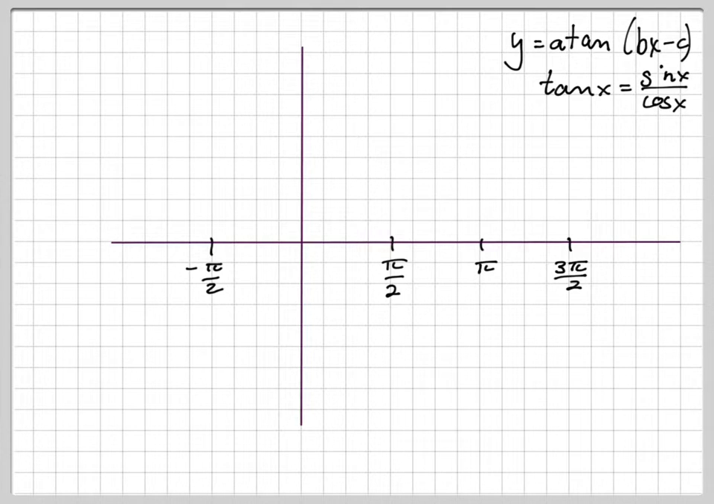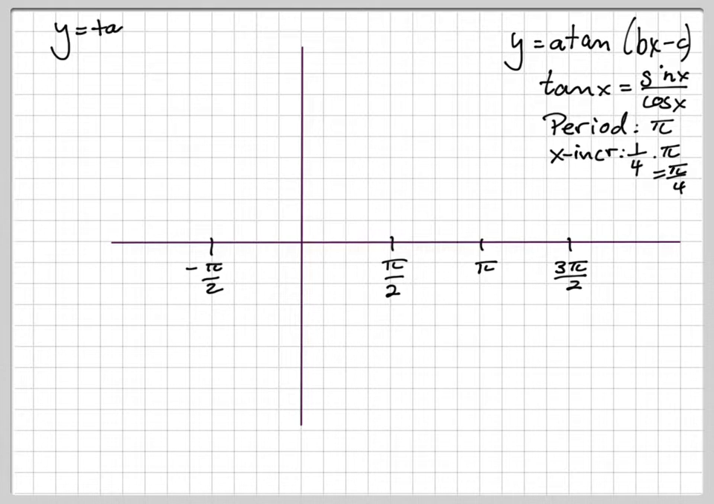The tangent has a period that is just pi, and we find the x increments. That is still the same by multiplying 1/4 times pi, so that would be pi over 4. And again, right now I'm graphing the basic tangent of x function. So what does that mean?